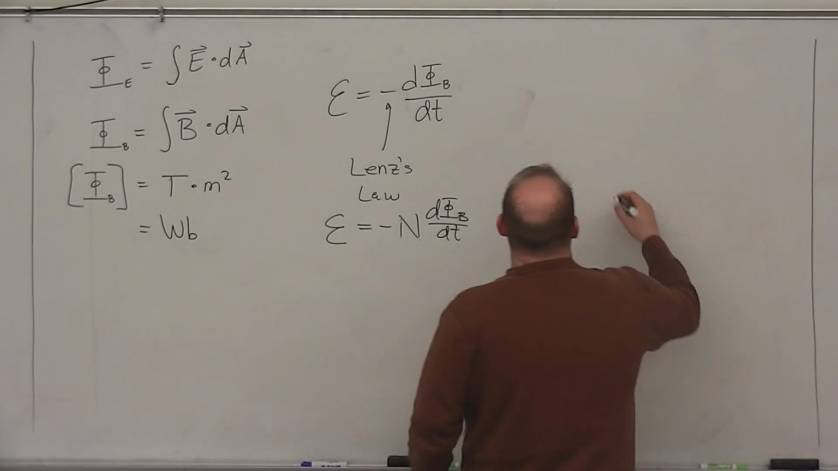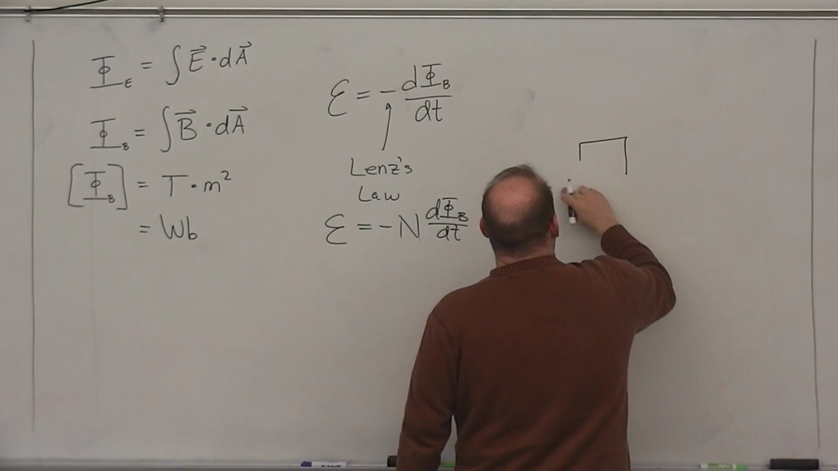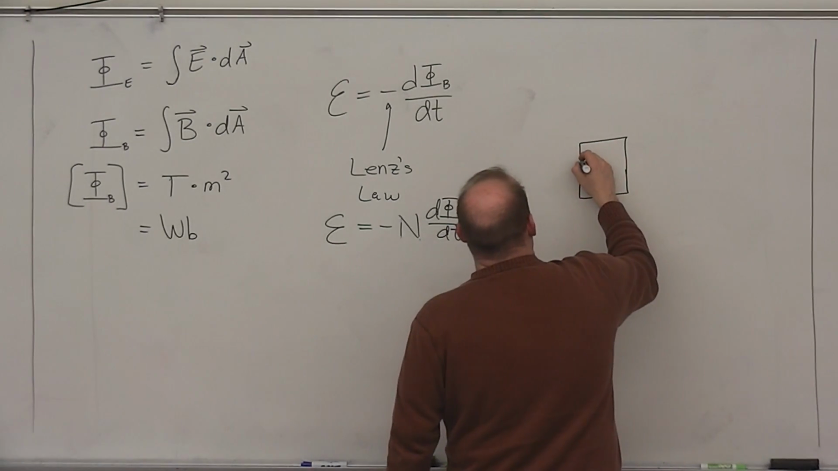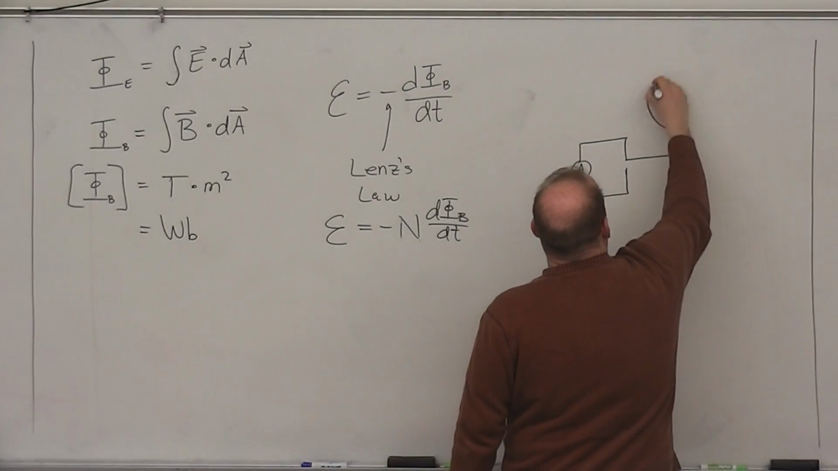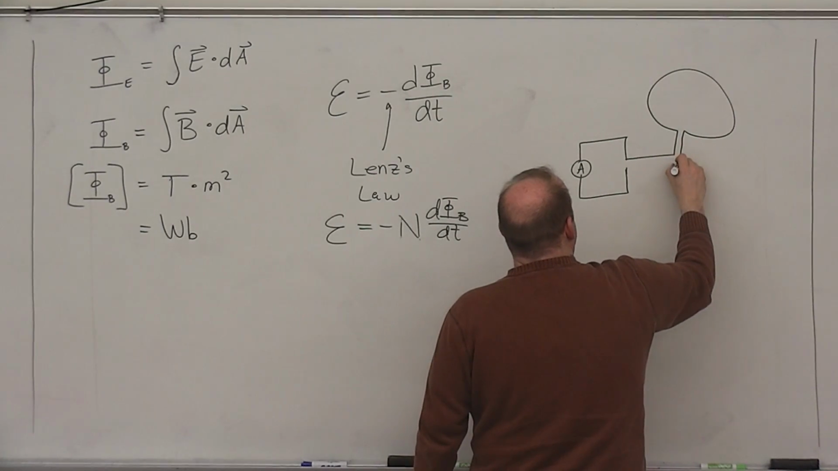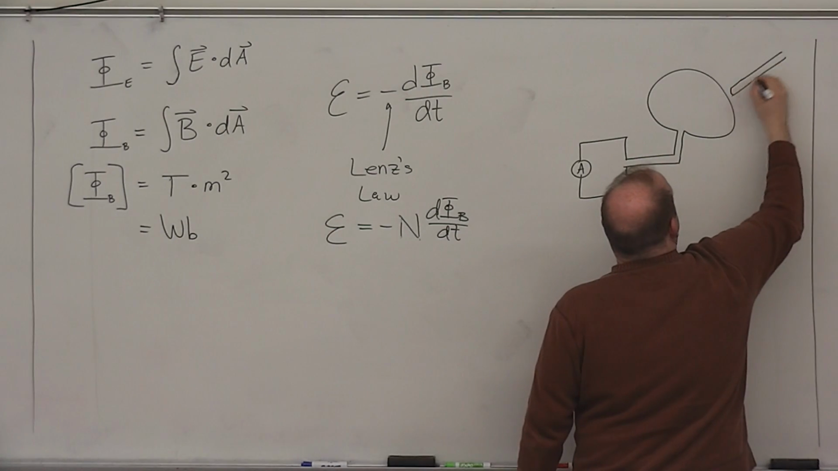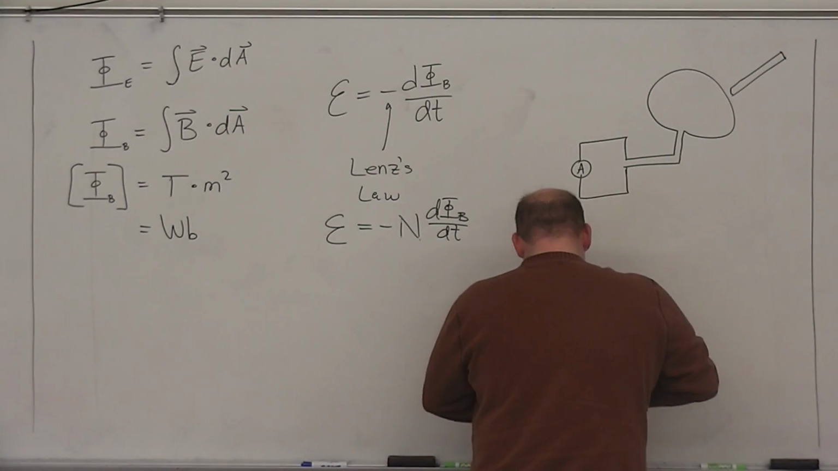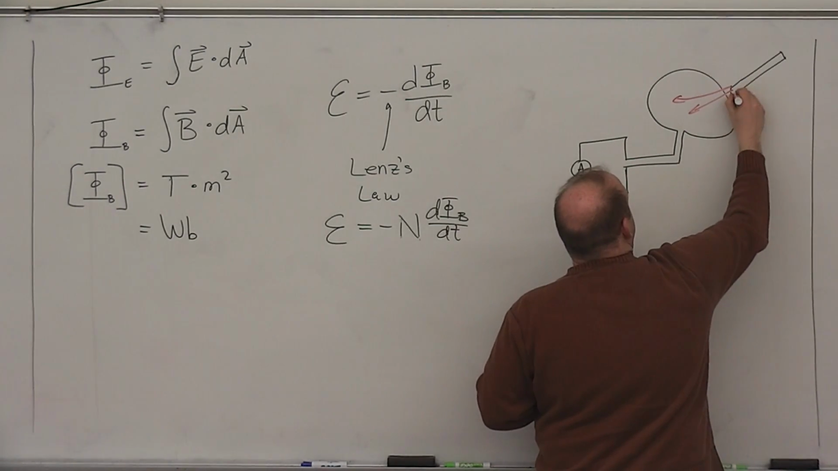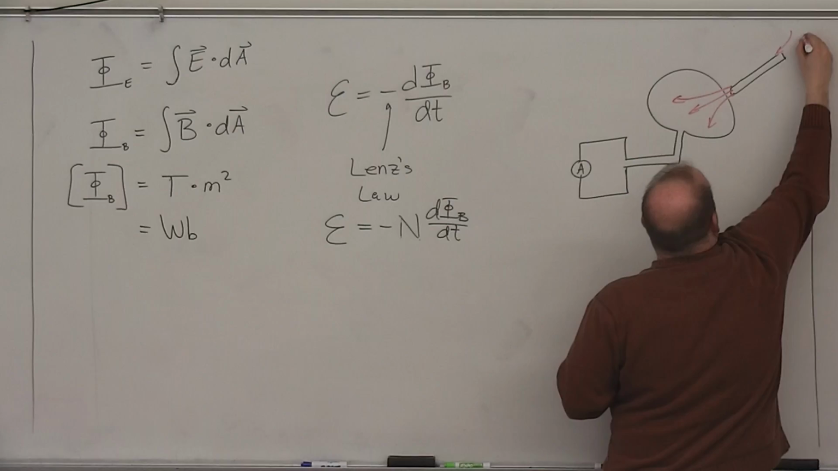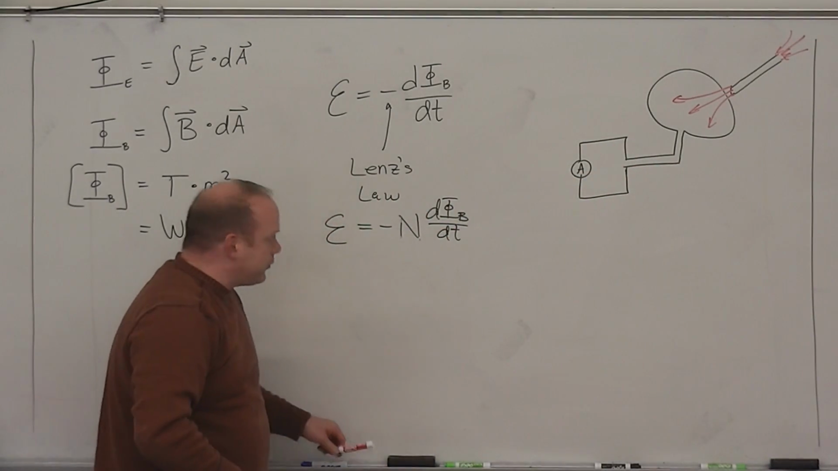So let's go back to that first picture, where we had a little ammeter here. We had current, and now I have this magnet that's coming in here, and it's going to produce a magnetic field that's going to enter in. That magnetic field is entering into this wire.